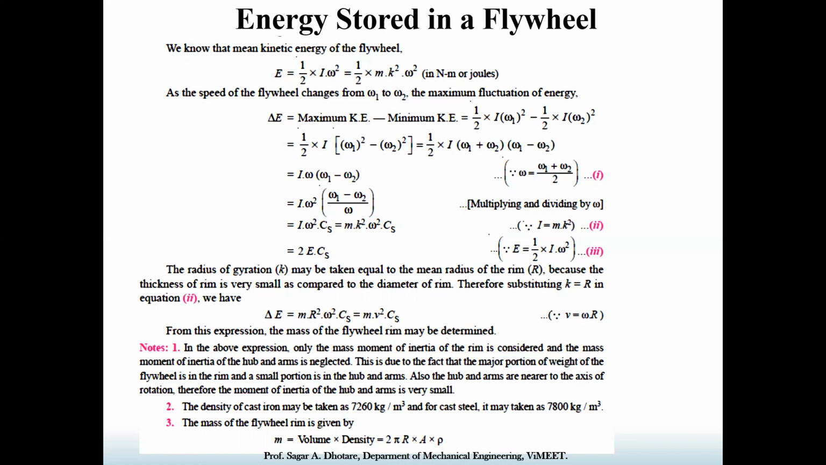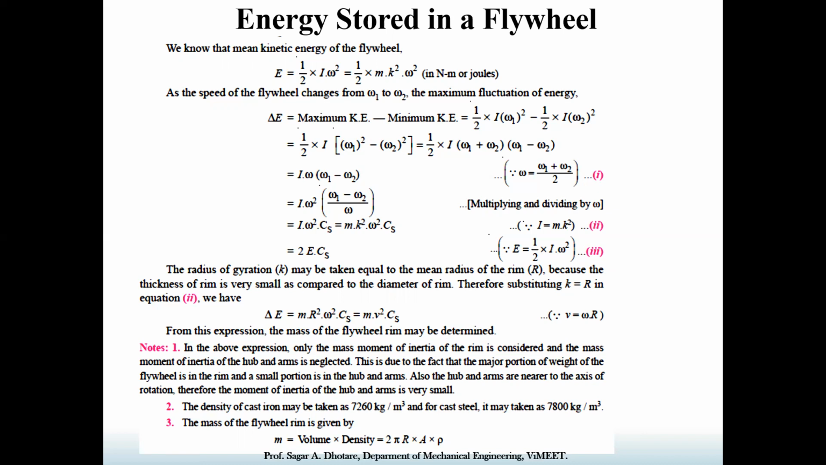So maximum kinetic energy is 1/2 I omega 1 square, and minimum kinetic energy is 1/2 I omega 2 square, which is shown. So taking the difference between omega 1 and omega 2, let us find the final equation we get. Delta E is 1/2 I into omega 1 square minus omega 2 square. So you can create the product, that is omega 1 plus omega 2 into omega 1 minus omega 2.